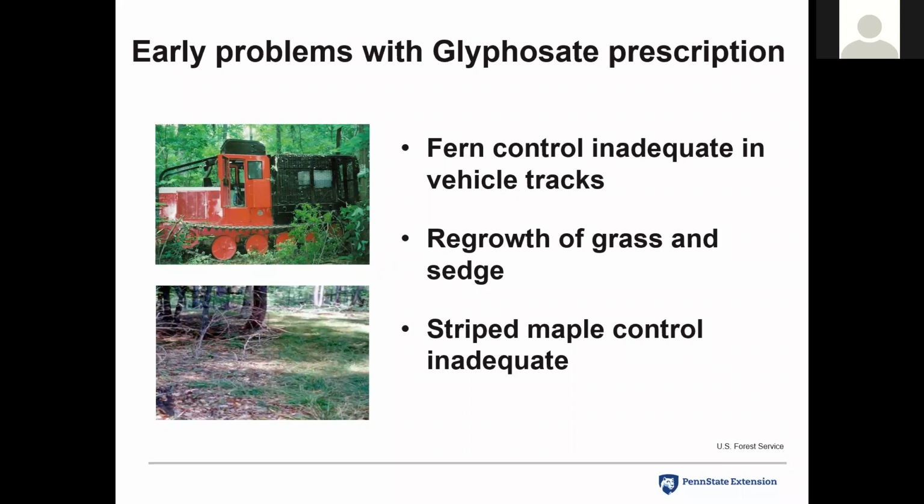They had a lot of problems with the regrowth of grass and sedge from seed bank that was stored in the soil, and they did find a little bit of inadequate control of striped maple, which was more of a coverage issue. You really had to get full coverage on maples, and maples in general are relatively tolerant of glyphosate herbicide. So full coverage on the striped maples we found was really critical.